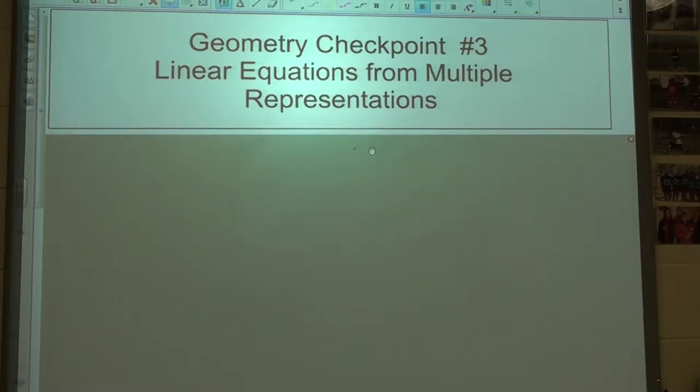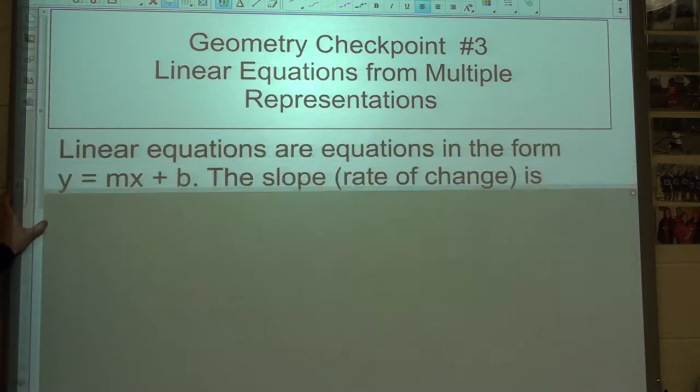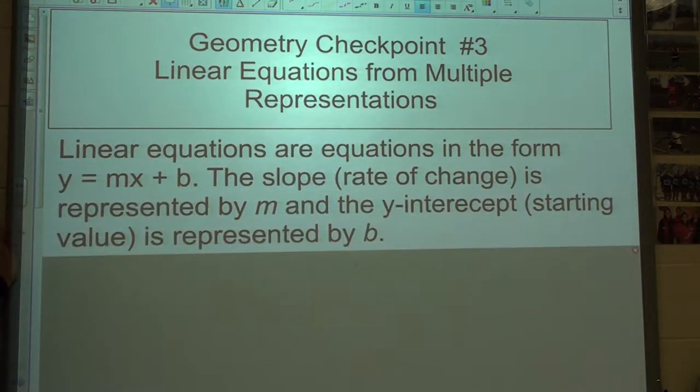Geometry checkpoint 3. Linear equations from multiple representations. Linear equations are written in the form y equals mx plus b. The slope, or rate of change, is represented by m, and the y-intercept, or the starting value, is represented by the point b.